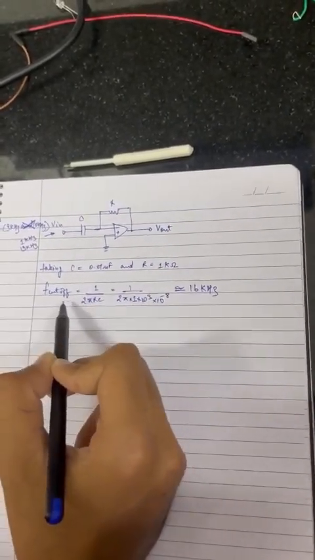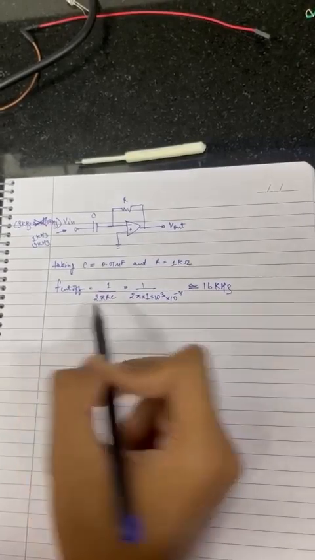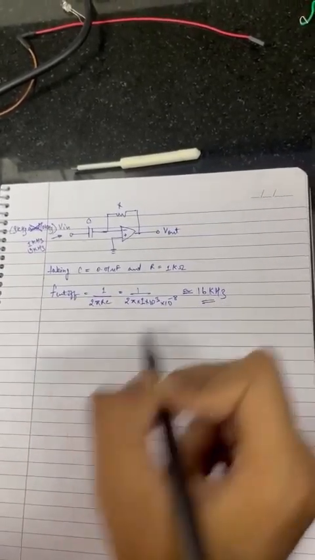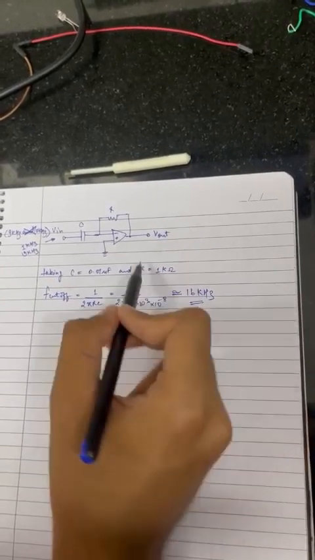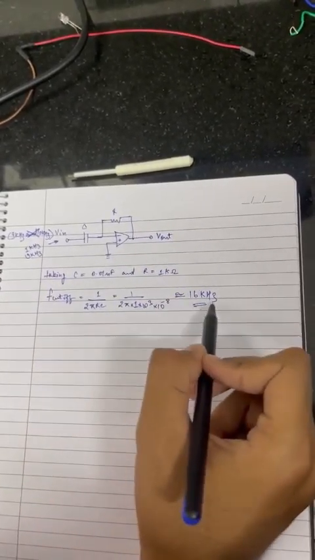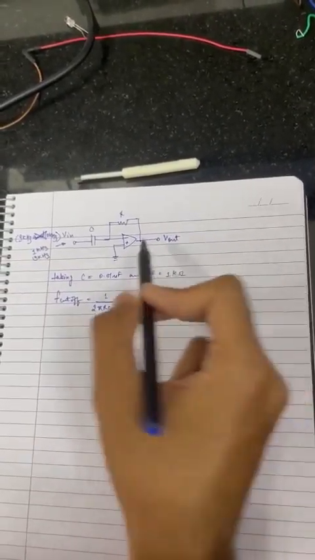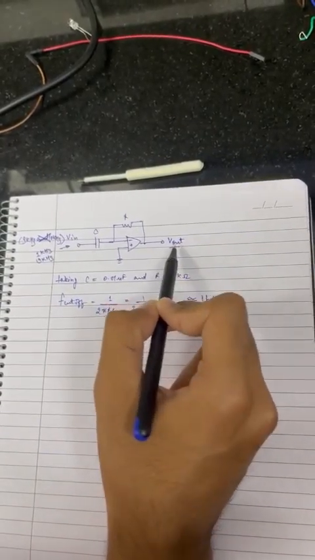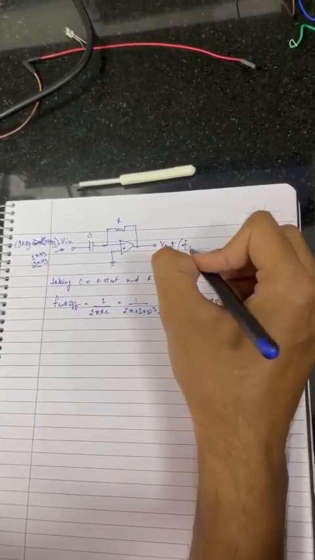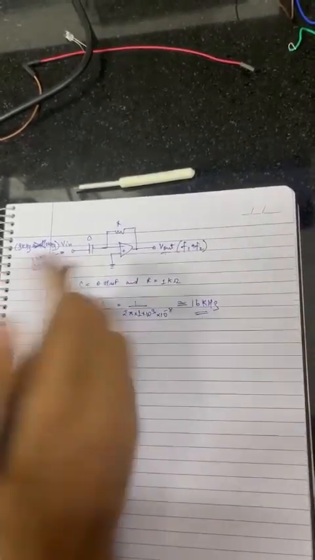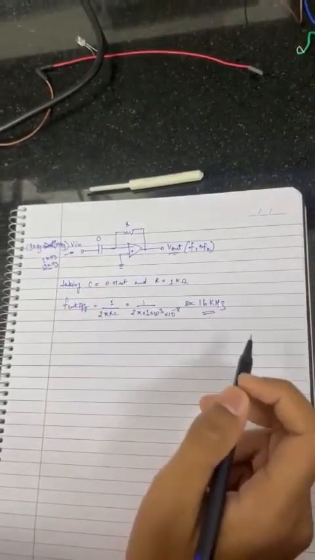So the formula for the cutoff frequency is 1 by 2 pi RC, and we have got the frequency as 16 kHz. This means that any frequency below 16 kHz would not be passed by this high pass filter, and only frequencies greater than 16 kHz will be passed to the output. That is the frequency component F1 plus F2, which is 19 kHz, and it would be passed by this high pass filter.